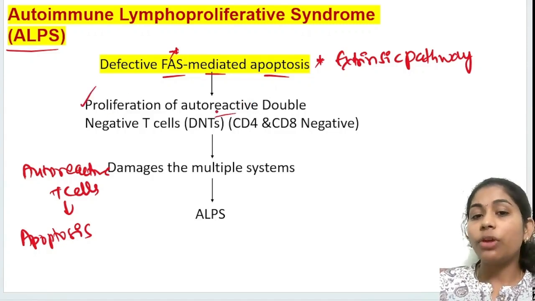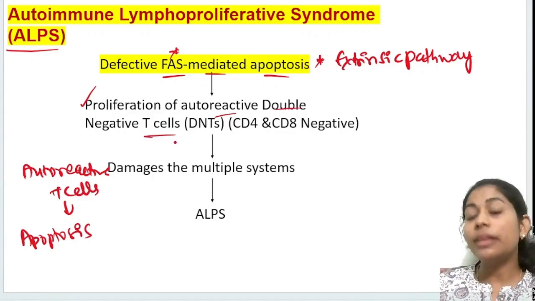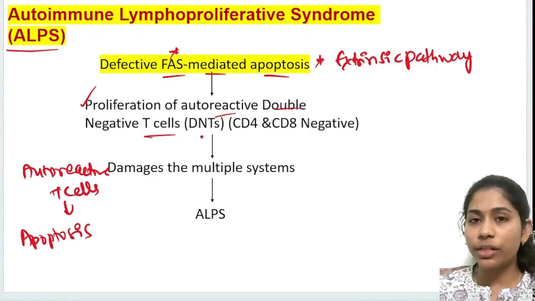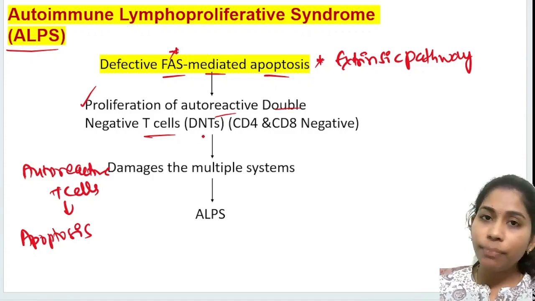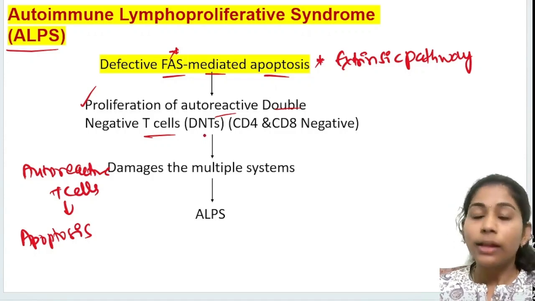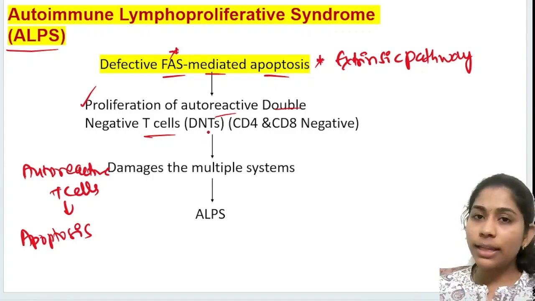Okay, so this is the proliferation of autoreactive double negative T cells. That means initially during the development, the T cells won't have these markers. Finally, they have CD4, CD8, cytotoxic T cells forming, right? Initially they don't have all these markers. So they are double negative T cells, then they become double positive, then after that they become single positive. We'll discuss everything in the development.